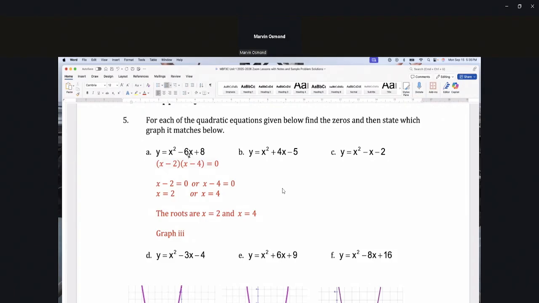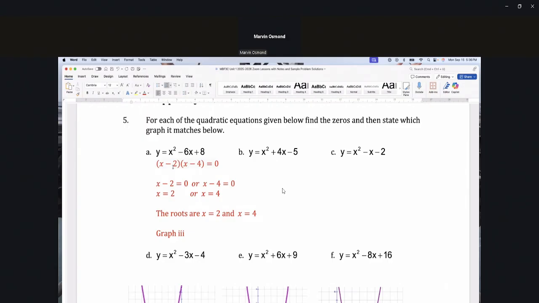So x squared minus 6x plus 8, multiply to give you positive 8, add together to give you negative 6. So when you multiply, the answer is positive, so that means you have to multiply two positive numbers or two negative numbers. If you multiply two positive numbers and you add two positive numbers together, you're going to get a positive answer. But here the middle term is negative.